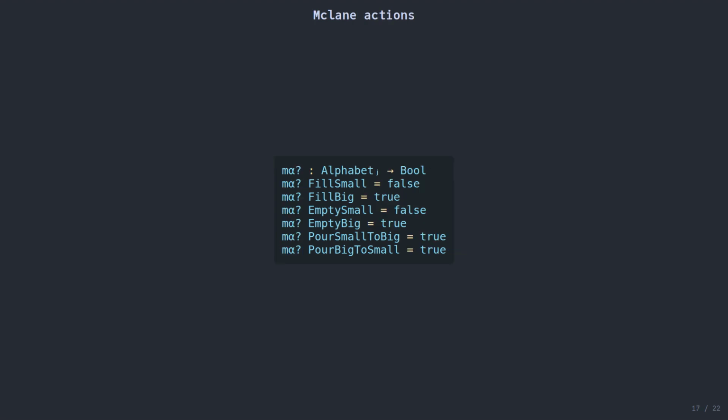Here's that alphabet. This function tells us exactly which events Mclane participates in. He is responsible for the big jug, so he performs the actions that fill or empty the big jug. He has no involvement in filling or emptying the small jug. Those are entirely Zeus's actions. But whenever water is poured from one jug to the other, Mclane must participate. A transfer affects both jugs, so both processes must take part in those events. This Boolean function captures that behavior. True for events Mclane can perform, and false for events he cannot.